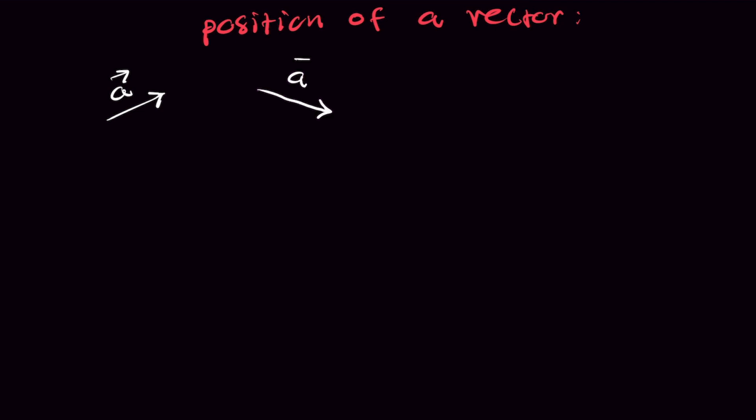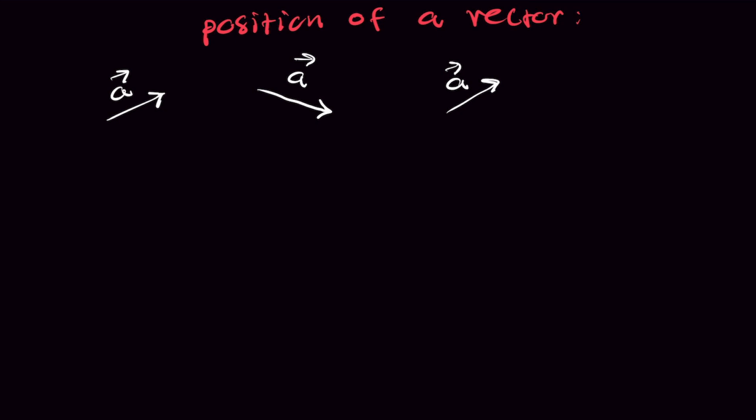Position of a vector. Vectors don't depend on where they start. So we can start a vector from anywhere that we want. For example, from here we can draw a vector like this, or we can draw like this from this place. So from any place we can start a vector. But in coordinate geometry, we usually assume the vector starts at the origin 0, 0.